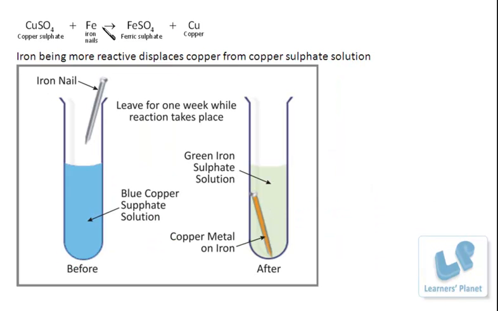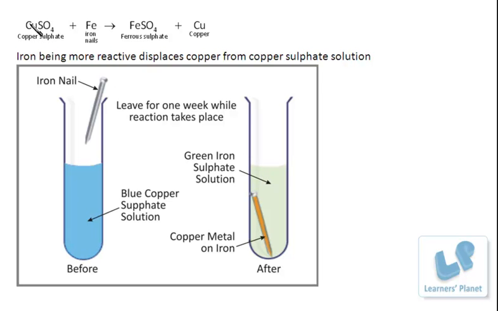Copper sulfate plus iron nails forms ferrous sulfate. It is ferrous sulfate. Copper sulfate plus iron nails, that is iron is dipped in it, forms ferrous sulfate and copper. Right? So what will happen? Ferrous sulfate is green in color, or you can say iron sulfate here. So that is green in color. Right? So the color of solution changes from blue to green.